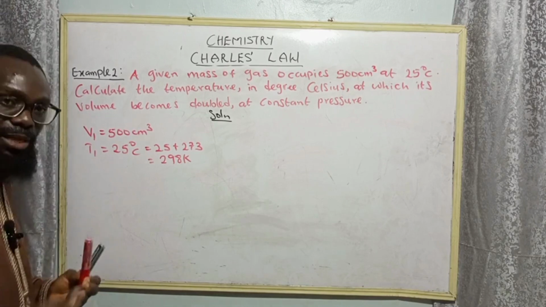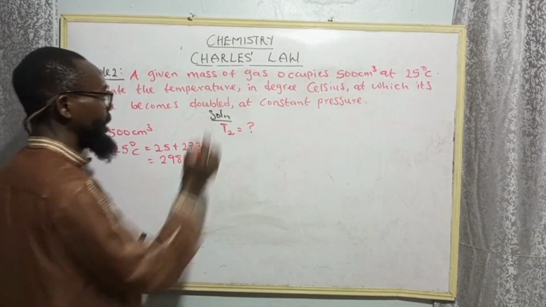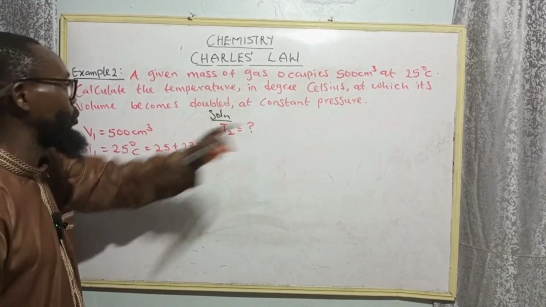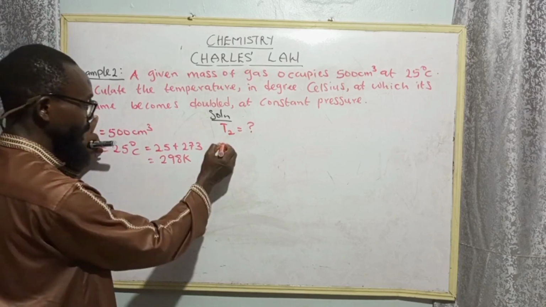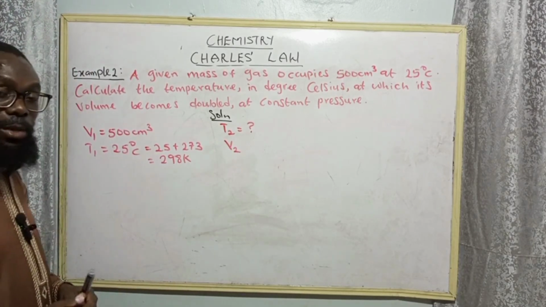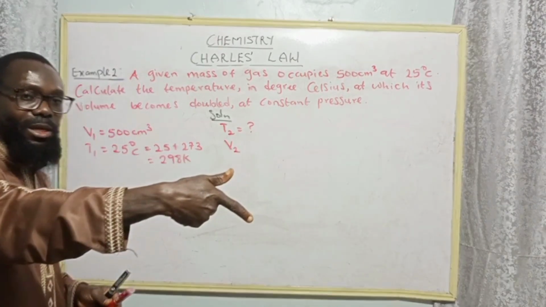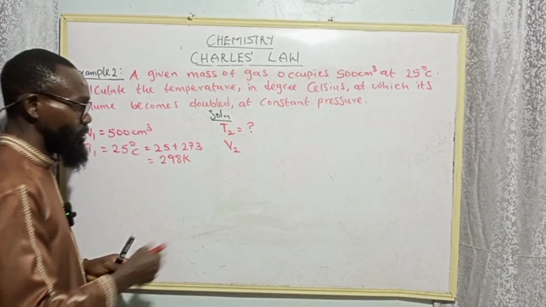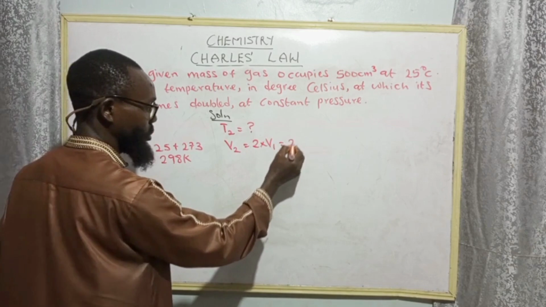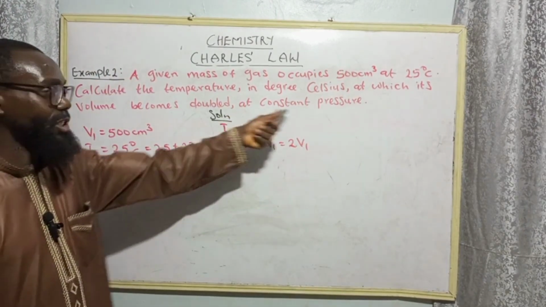We have to calculate another temperature. That should be our T2 to be calculated, in degrees Celsius, at which its volume, that is V2, becomes doubled. So V2 becomes double, meaning V2 is 2 times the initial volume. The initial volume is V1, so V2 is going to be 2 multiplied by V1, which is 2V1. Now, we are told that it takes place at constant pressure.